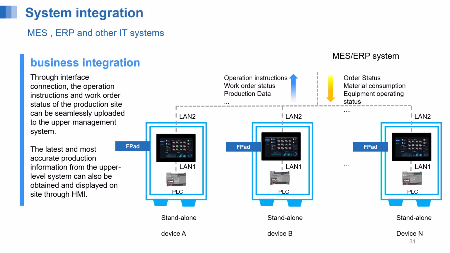And business integration. FPAD can directly obtain and display the real-time data from MES or ERP system, ensuring that operators can see the latest and most accurate production information, such as order status, material consumption, equipment operating status, etc.